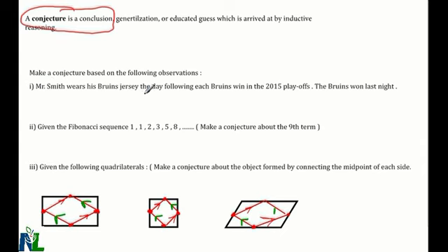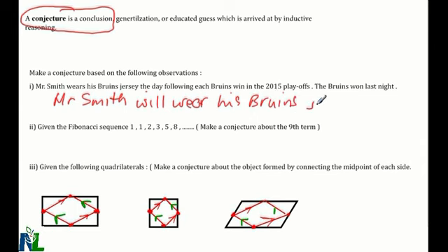So, in the first case, if you just look at the statement, it says, Mr. Smith wears his Bruins jersey today following each Bruins win in the 2015 playoffs. And in my second statement, I say the Bruins won last night. So therefore, my conjecture that would follow that would be that Mr. Smith will wear his Bruins jersey tomorrow. And that's just based on the fact that he's done it every time previously as I've observed.